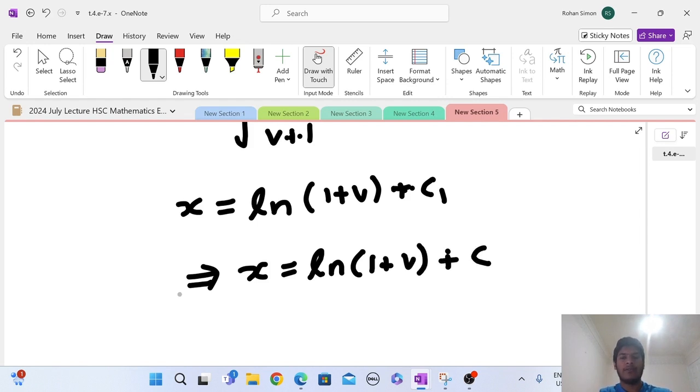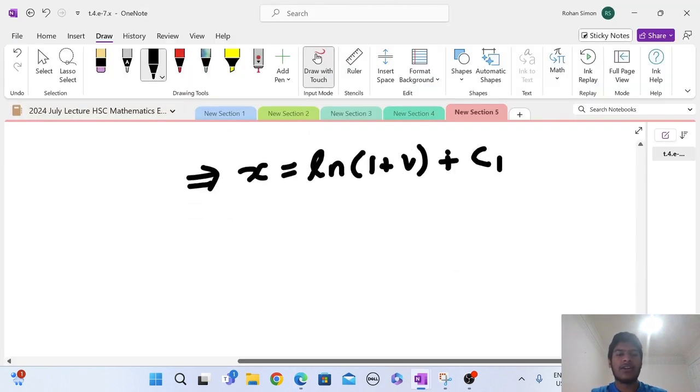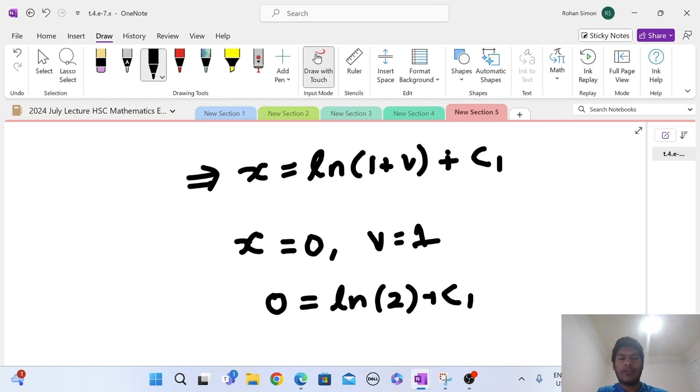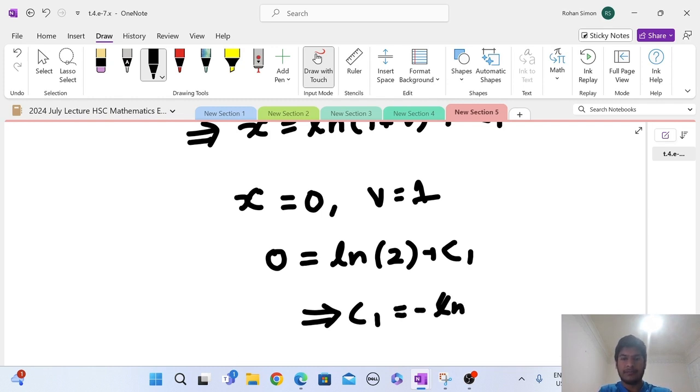So how do we evaluate the constant? Well, we need to look back at the question, look for some sort of initial condition or some point along the path. Clearly at the beginning of the question, they've said a particle starts at the origin, so t equals 0, x equals 0, with velocity 1. We don't have a time in this, so we can use our x equals 0, v equals 1. Substituting that in, we end up with 0 equals ln of 1 plus 1, which is 2, plus c1. And so c1 is just minus ln 2. Easy as that.